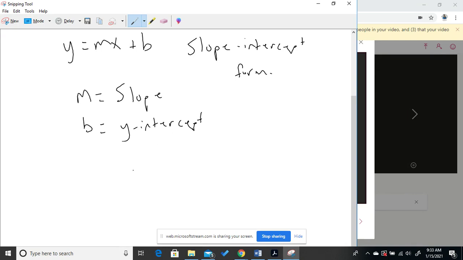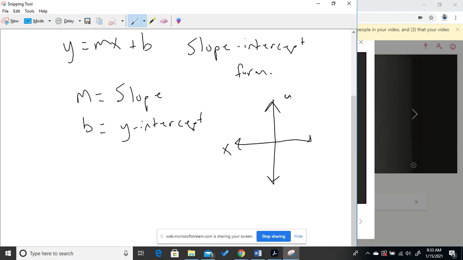Now, a few things we need to remember. Slope is just the steepness of a line. Okay, so you can have a positive slope and negative slope. Your y-intercept is where the line crosses on the y-axis. So you have a line. I'm going to draw a very crude line like this.